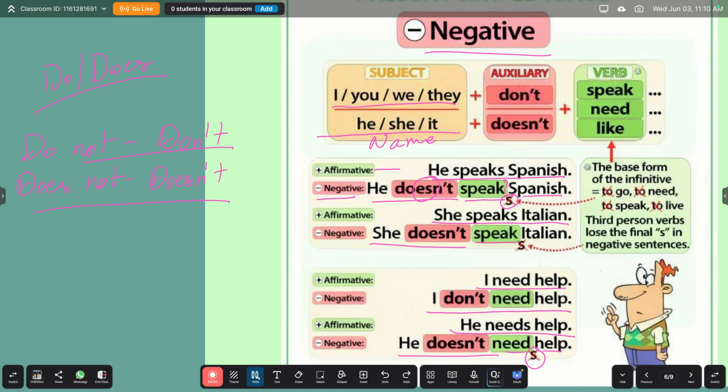I don't need help. She doesn't need help. We don't need help. He doesn't need help. You don't need help. Mr. Singh doesn't need help. They don't need help. It doesn't need help. Okay, so we'll practice like this and make it clear. Okay, I hope this is clear to you.